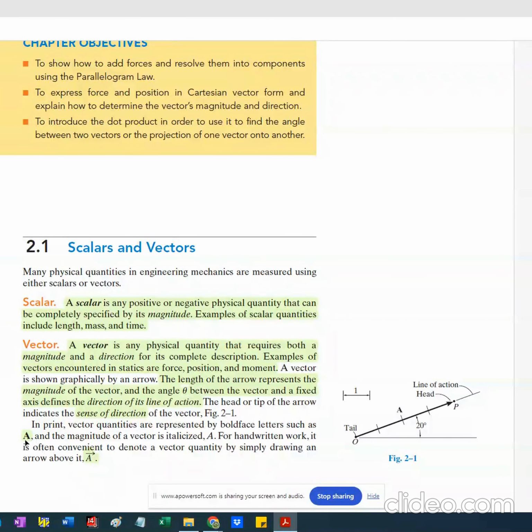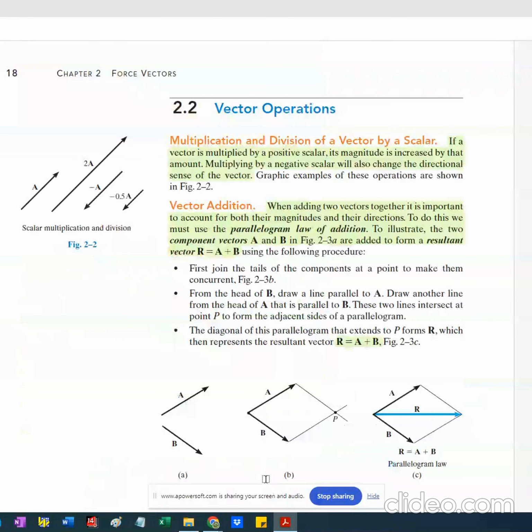In print, you see vectors as a boldface letter, and in handwriting we draw a line or an arrow, sometimes just a line for convenience. For magnitude, we're going to just skip the line. The magnitude of the vector, in print, will be an italic letter.